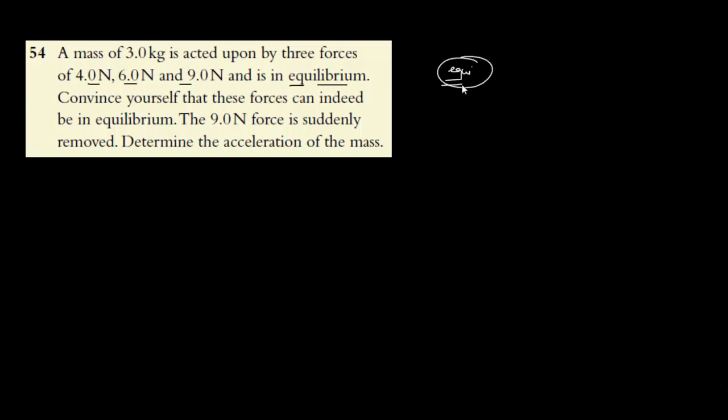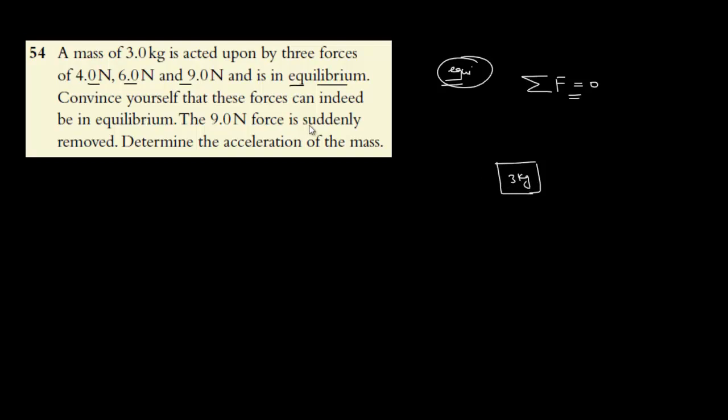By this term equilibrium we mean that the sum of forces is equal to 0. Means either the particle is at rest, or it is moving with a constant velocity. So by equilibrium we mean that the sum of forces equals 0, or you can also say that this equilibrium is basically translational equilibrium. Now these forces are acting on this 3 kilogram block. This is that 3 kilogram block.